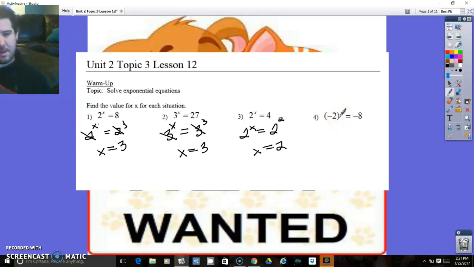Okay, so negative 2 to the third power. We want to make sure that that works. Negative 2 times negative 2 would be positive 4, times negative 2 again would be negative 8. So that is true. So we've got negative 2 to the x power is equal to negative 2 to the third power. So that means x must be 3. So a lot of 3's for the answers here.